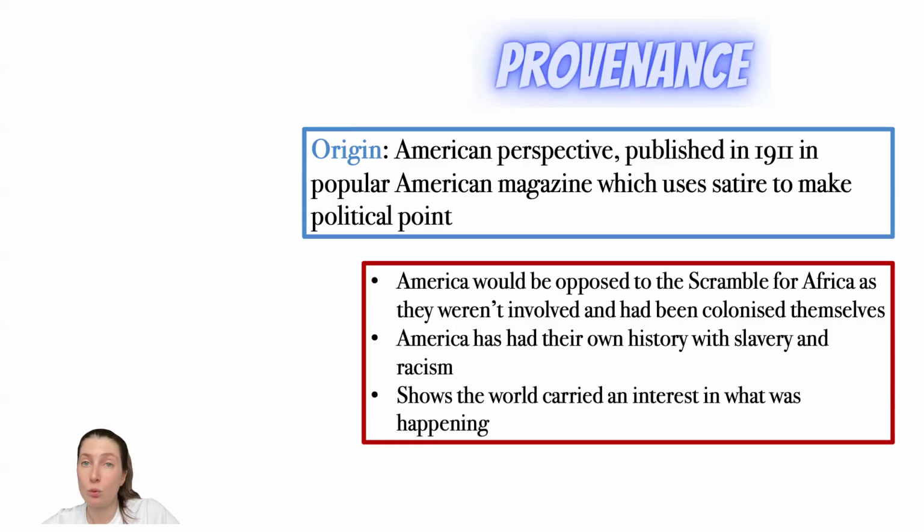On the other hand, we can also take from the fact that this has been published at all, the fact that this shows the world was interested. America is very far away from both Africa and from Europe, and they are choosing to publish, and therefore people are choosing to consume, to read, to look at political cartoons, information about something going on in completely the other part of the world. So again, it shows us people cared.